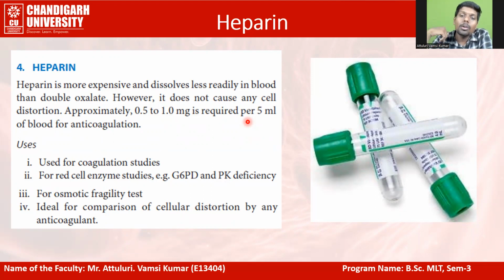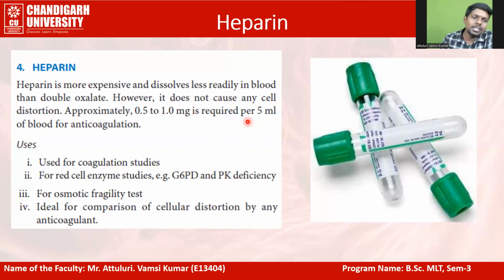But the drawback of heparin is that it's very costly. One vial will cost around 70 to 80,000. So that's why heparin is not usually recommended in the labs unless the need is there. Some highly specific research and lab tests will be performed in the presence of heparin. Heparin comes in a green capped vial, so the color of this vial will be green.